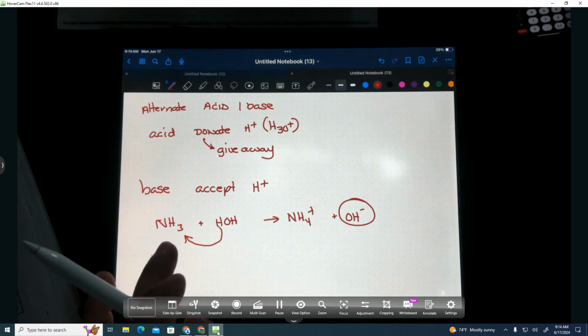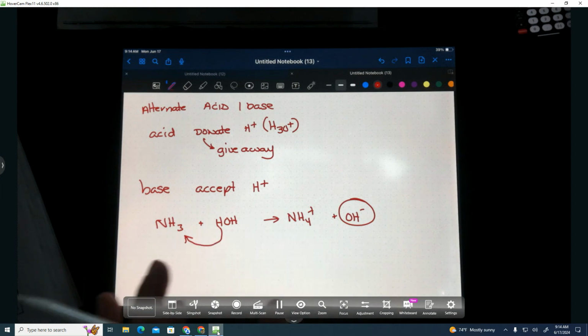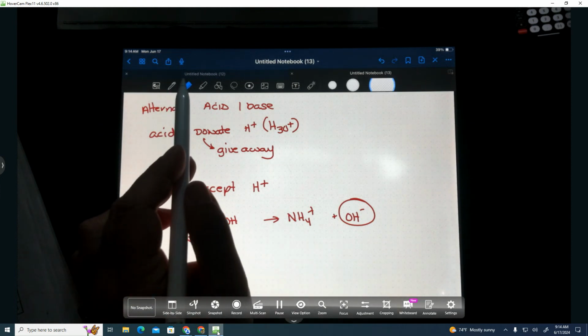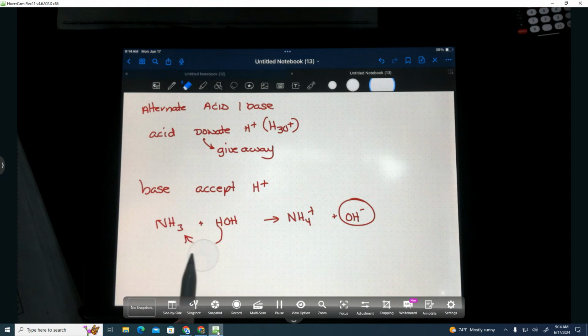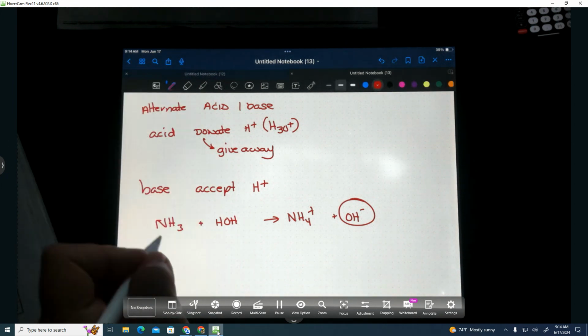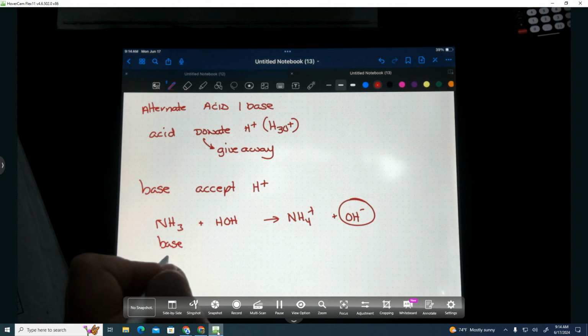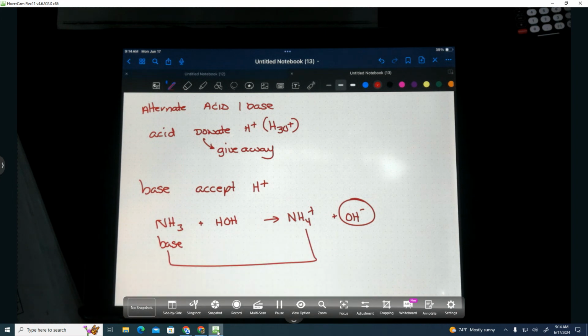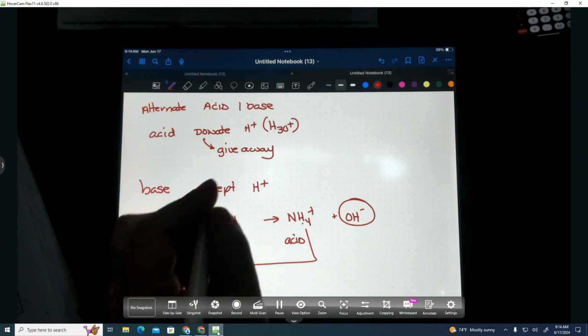This is an alternate acid-base reaction right here. Because this, go away, I want an eraser. This ammonia is accepting an H+. This is a base. It's paired with this guy, which is going to be an acid. How do I know they're pairs? They differ by one hydrogen. The one with more hydrogens is going to be the acid. The one with less hydrogens is going to be the base.